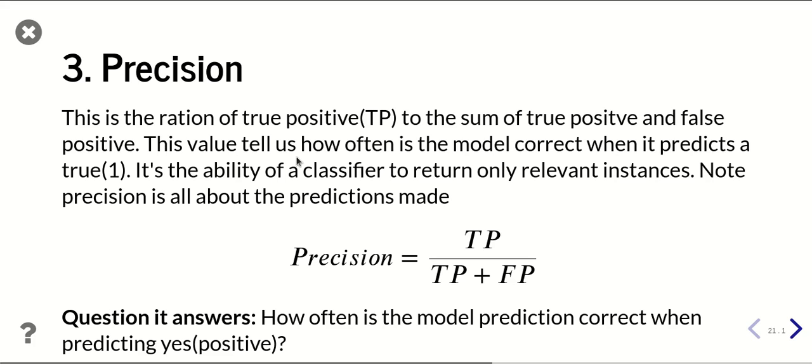This tells us how often the model is correct when it predicts a true value. Whenever we want to check how often our model is correct when we predict a true value, we need to look at the precision. So precision answers the question of how often a model is correct whenever we are predicting a true value, or a positive label.